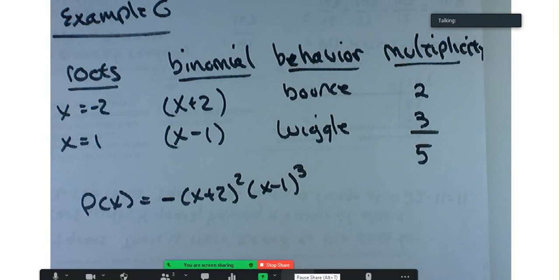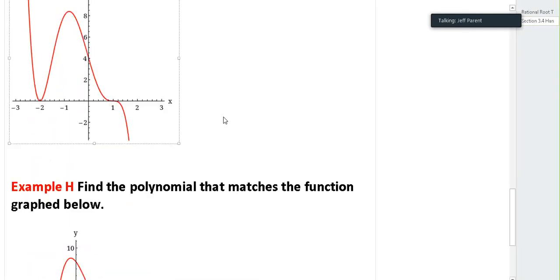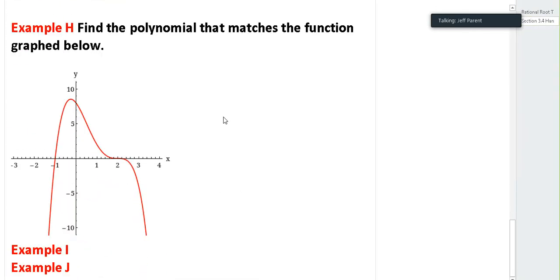Nice. Doing good on that one? Let me go back here. Do you want to try another one? Let's try one last one. I'm going to write the same kind of things here. Example H. I'm going to write a column for the roots, and the binomial, behavior, and then the multiplicity.